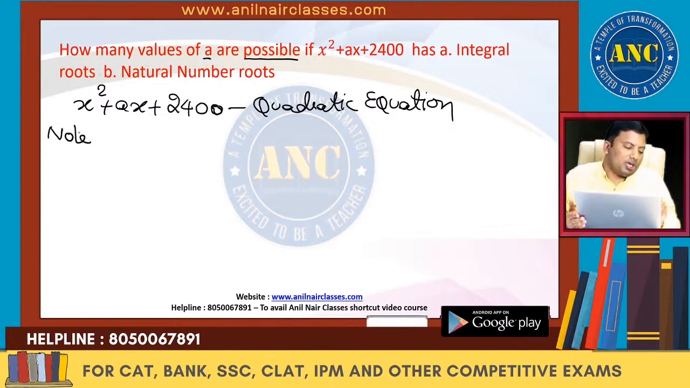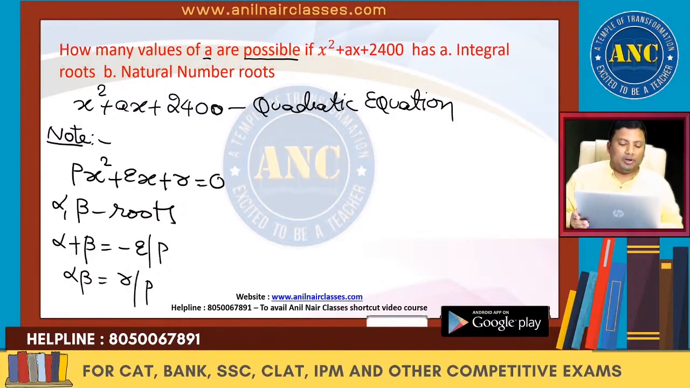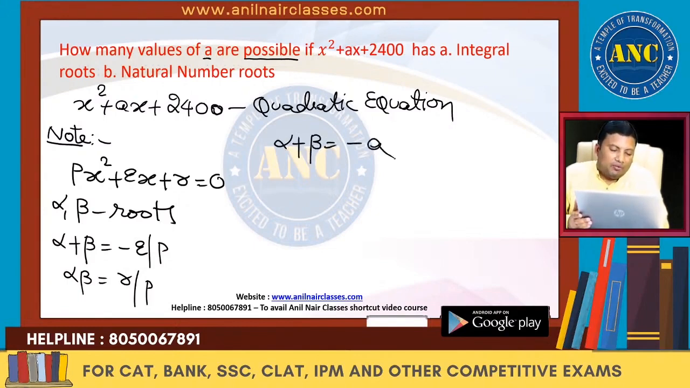Note, suppose I have a quadratic equation px square plus qx plus r equal to 0. If alpha, beta are the roots, the sum of the roots is given by minus b by a, that is minus q by p, and the product of the roots is given by r by p. Here the p value is nothing but 1. So the sum of the roots is given by minus a by 1, and the product of the roots is given by c by a, which is 2400.